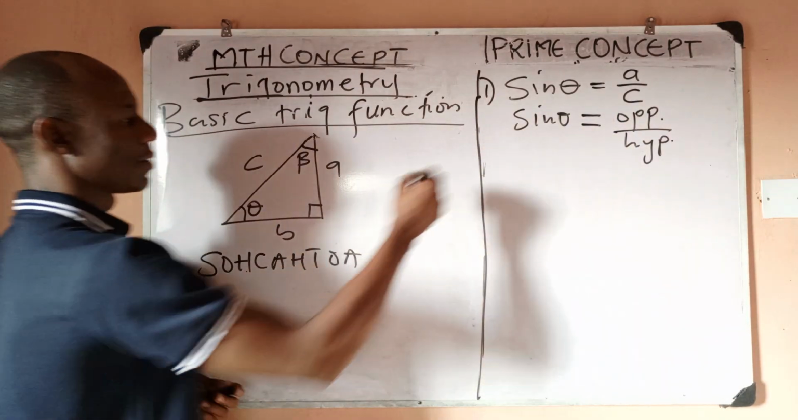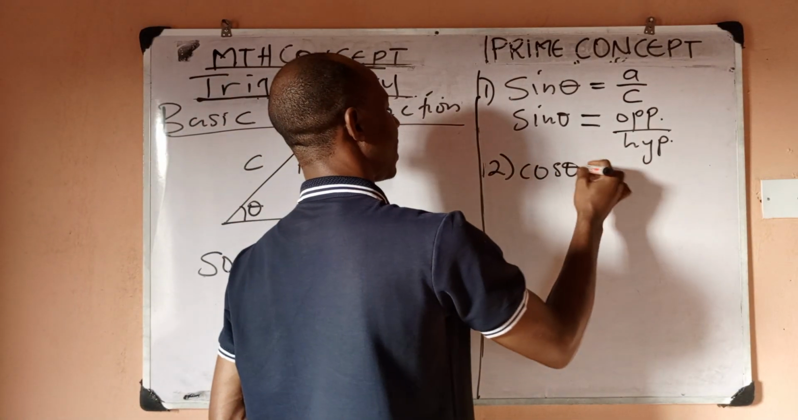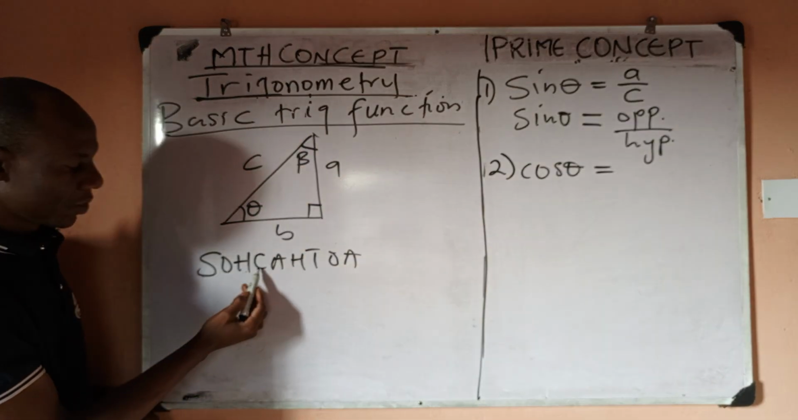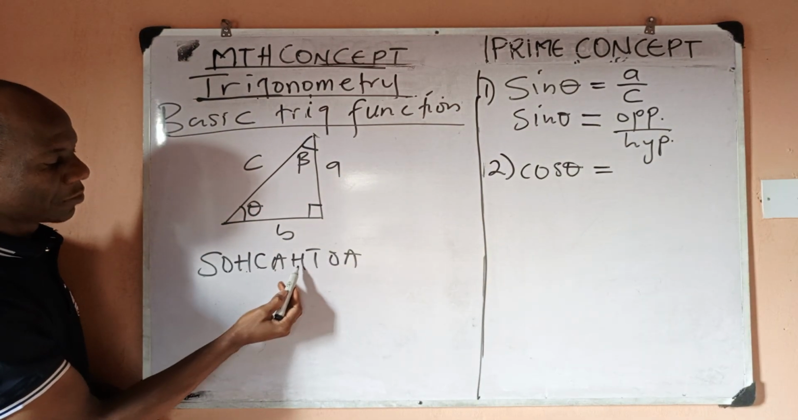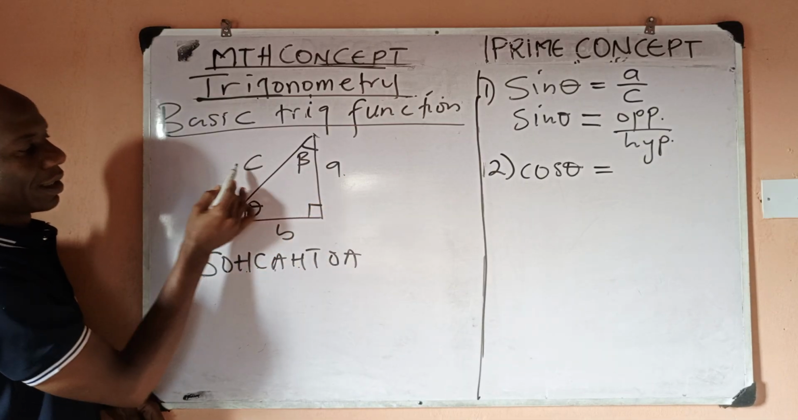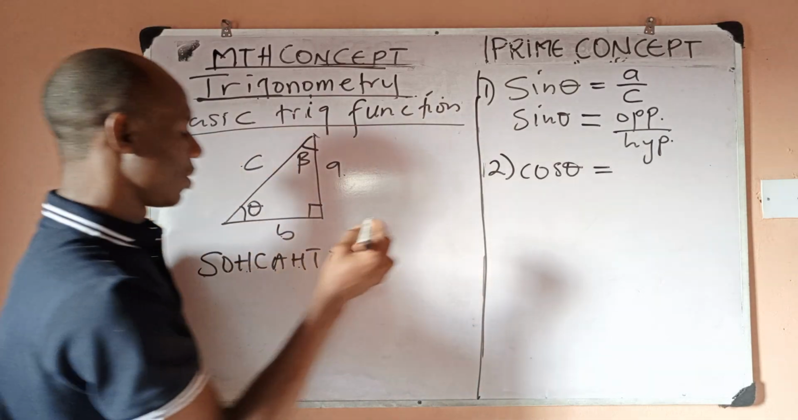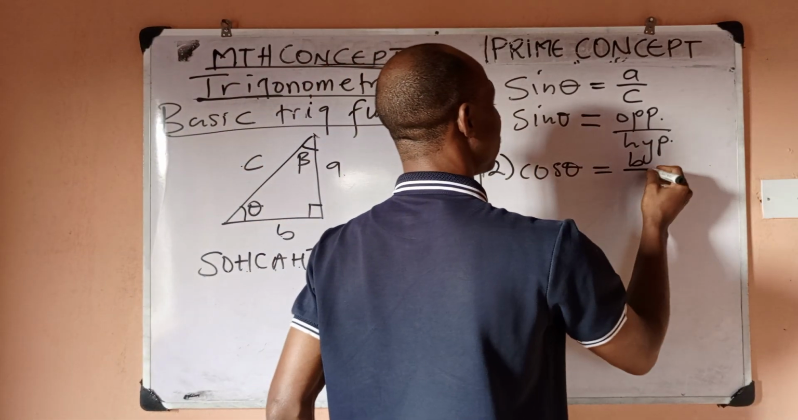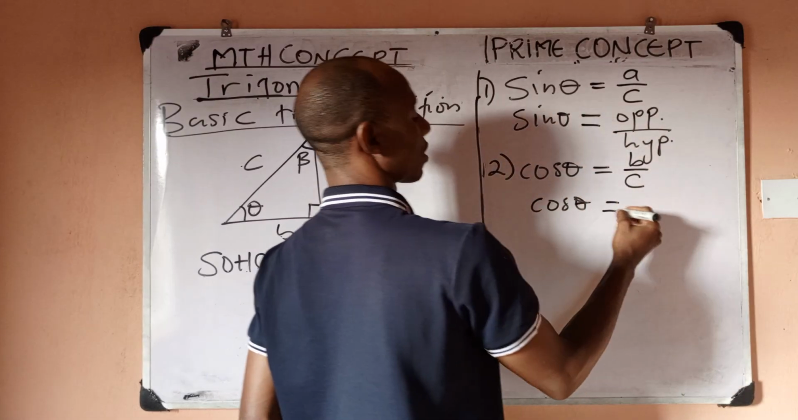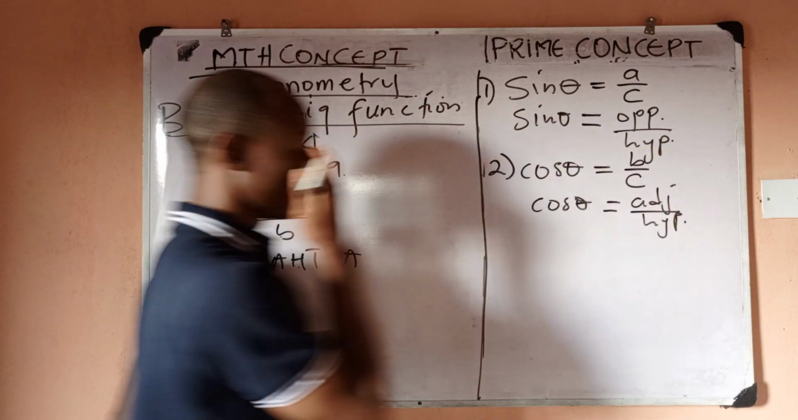So don't forget that. Number 2 is our cosine, cos theta. The full name is cosine, right? So cosine, from here again, means adjacent over hypotenuse. We're considering theta still. If this is opposite and this is hypotenuse, then this should be our adjacent, right? So adjacent is B over hypotenuse, which is C. So I can write again that cos theta is adjacent over hypotenuse, right?